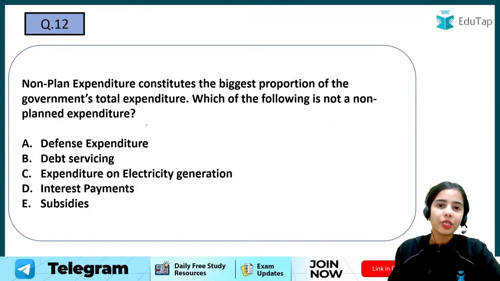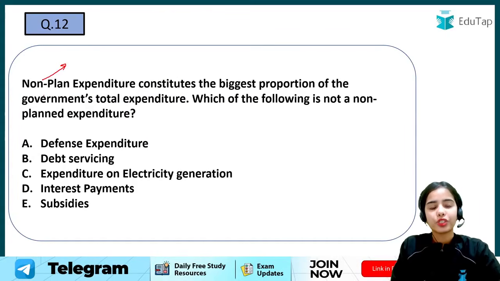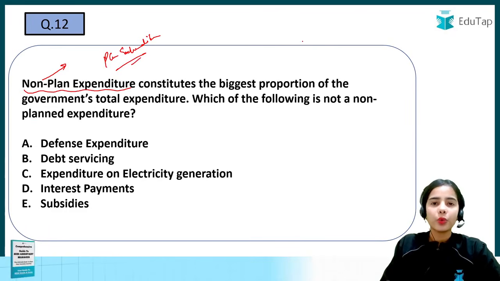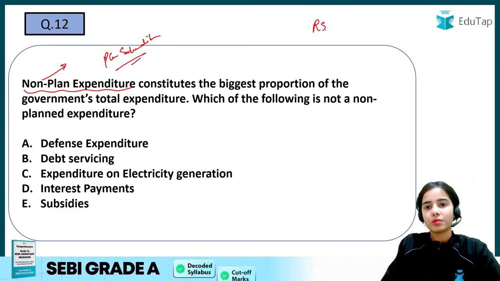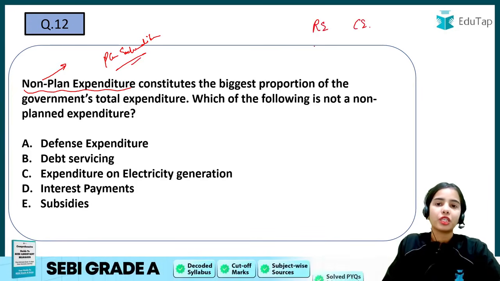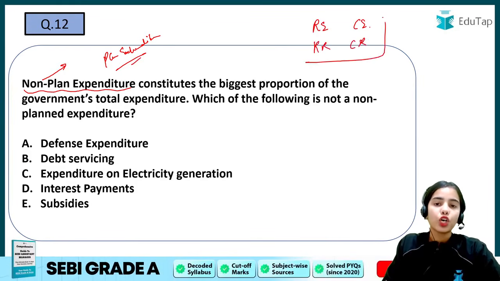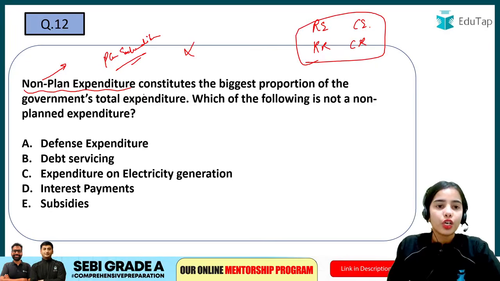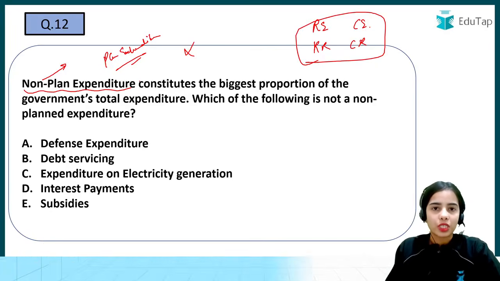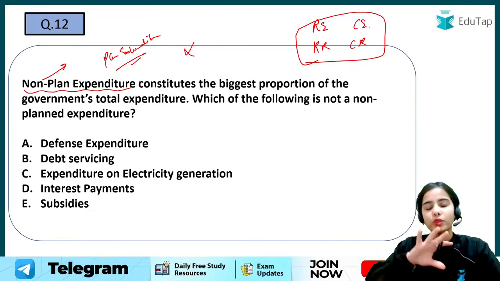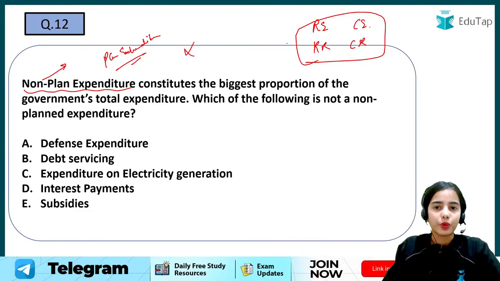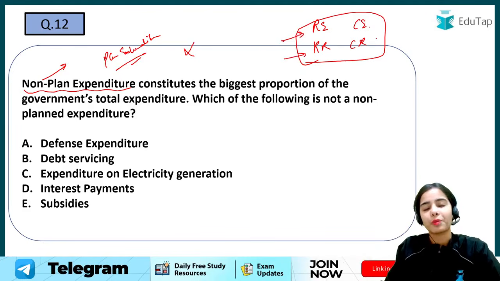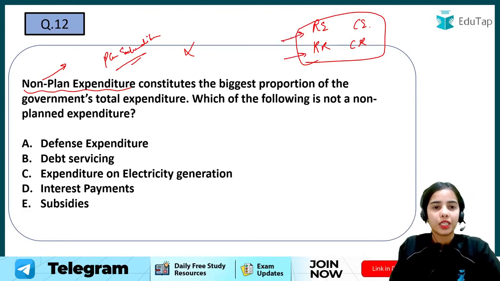Now coming to the last question. The non-plan expenditure and the plan expenditure were the terms used previously. Now in the union budget, we use terms like revenue expenditure, capital expenditure, revenue receipts, and capital receipts. We do not use terms like non-plan expenditure or plan expenditure. But this was a question asked in 2022, and remember that revenue expenditure, capital expenditure, revenue receipts, and capital receipts are the terms used in the union budget.